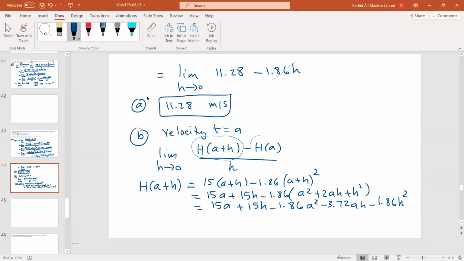So we did this one, now we do this one, h of a, which is substitute a into the h function, 15a minus 1.86a squared. Okay, so subtracting these two, right? Subtract as requested in the numerator. We're going to have 15a with 15a.